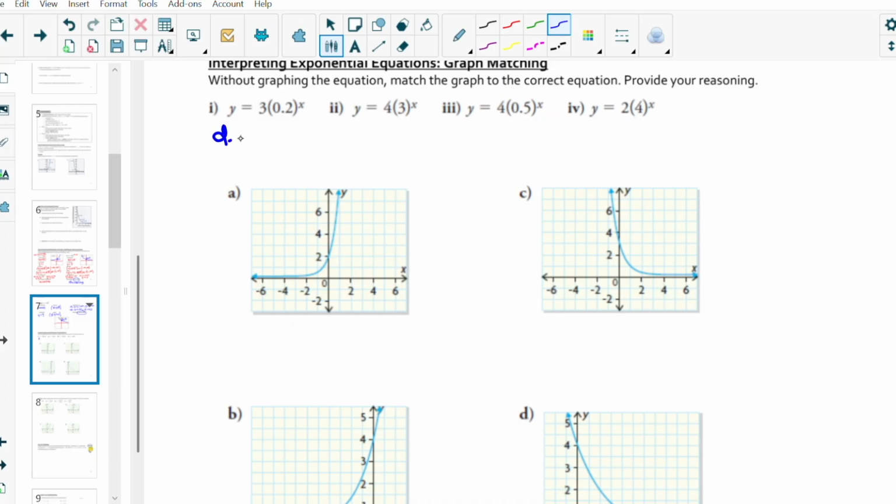I'm going to categorize it like this. This function decreases. Look at that c value, it's less than 1. This function decreases. Look at that c value, less than 1. This function increases. Look at that c value, greater than 1. Greater than 1 again, function increases.